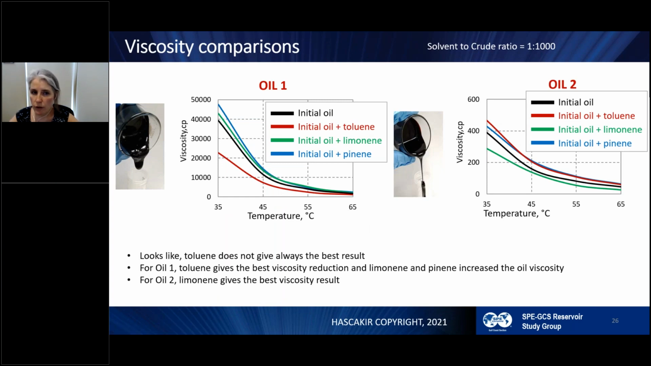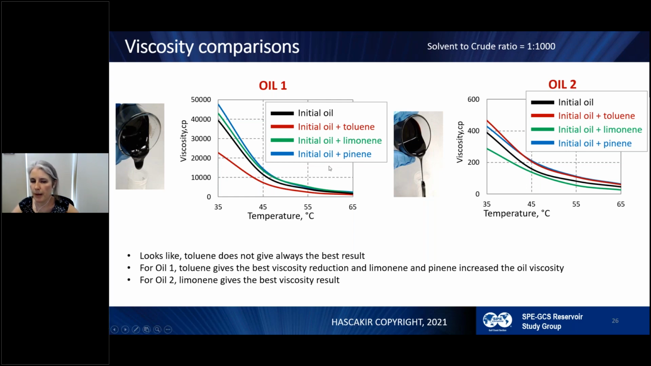And you will see here the viscosity comparison once we are blending crude oil and solvent at a 1:1000 ratio, which means adding 1 barrel of solvent to 1000 barrels of oil. These are the viscosity reductions for oil 1 and oil 2. The black curves represent the initial oil viscosity. Red curves represent blending initial oil with toluene at this ratio. Green curves represent blending initial oil with this citrus-based chemical, limonene. And when we mix initial oil with pinene, another citrus-based chemical, we obtain this blue curve.